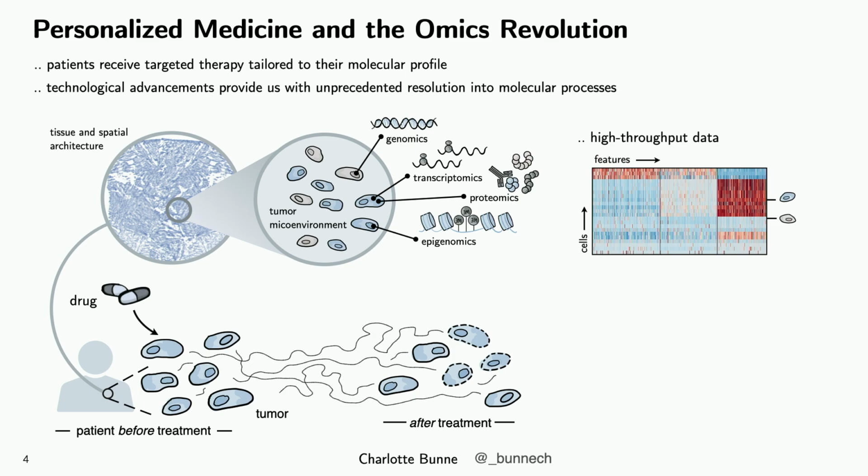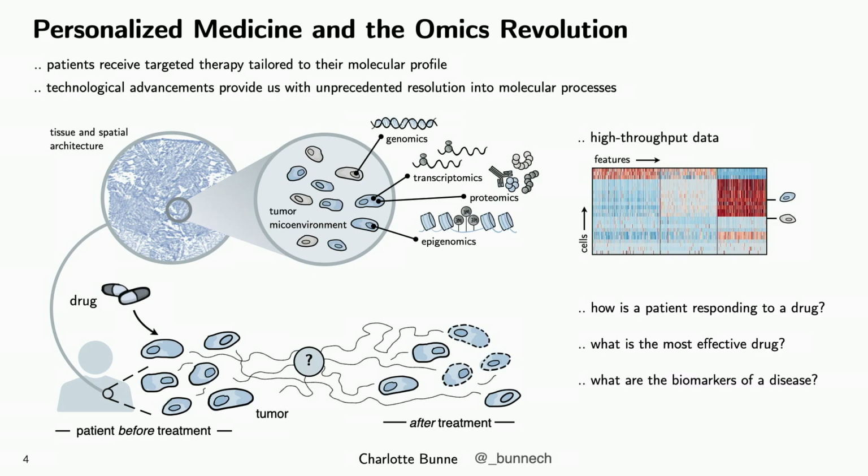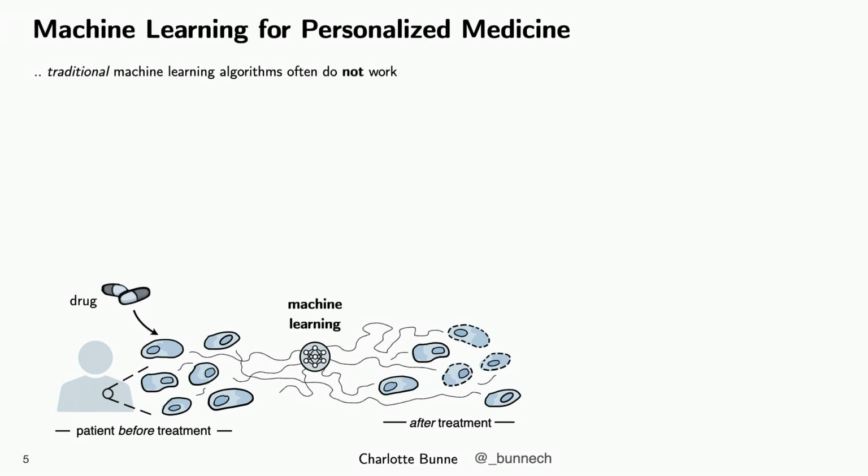And by now we are really in a biology of high throughput, of large amounts of data, and this allows us to look into questions such as what is a patient, how is a patient going to respond to a drug, what is the most effective drug to choose, what are the particular biomarkers that allow us to understand the disease. And of course, large data, difficult problem, right? The kind of candidate to solve this is machine learning.